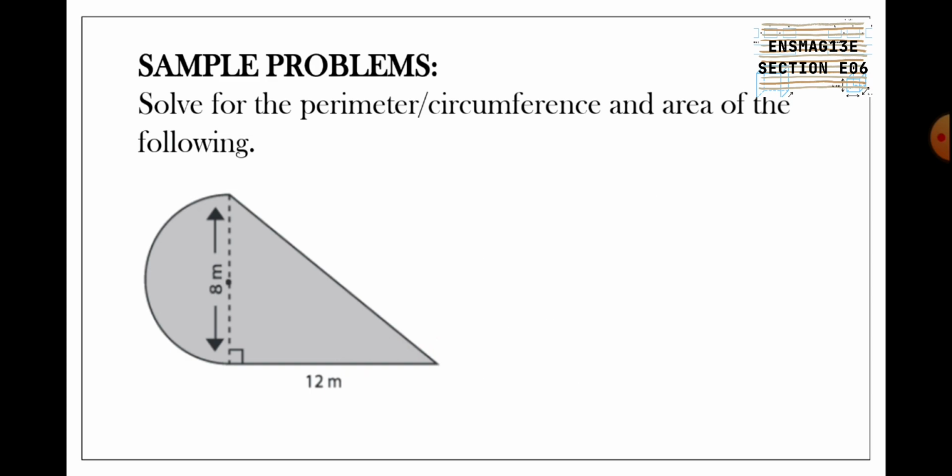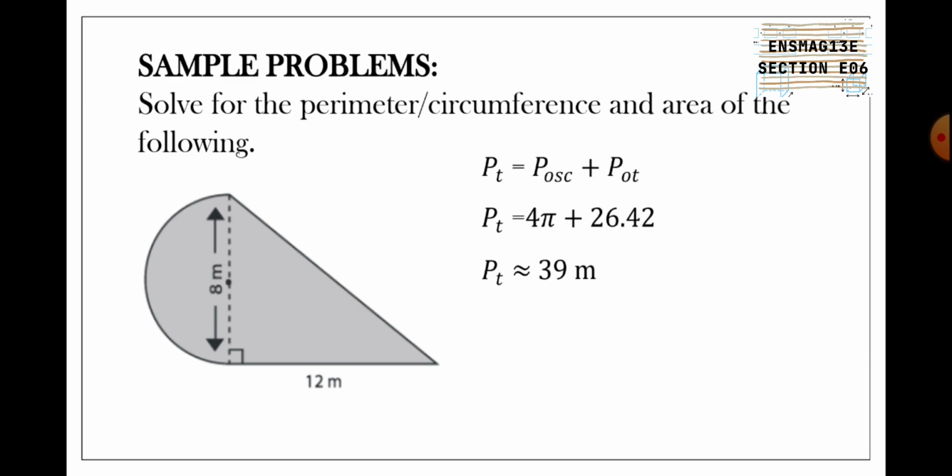Next, to solve for the total perimeter of your composite shape, we will sum up the outer circumference of your semicircle and the outer boundary of your triangle, which is 4 pi plus 26.42, giving us the answer approximately 39 meters.